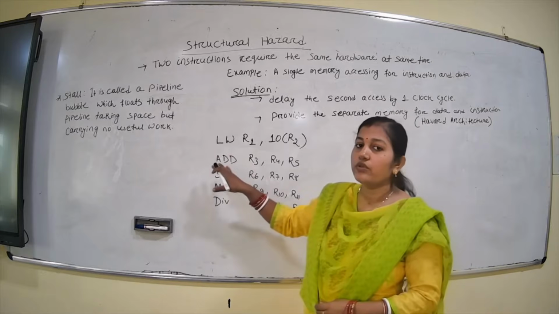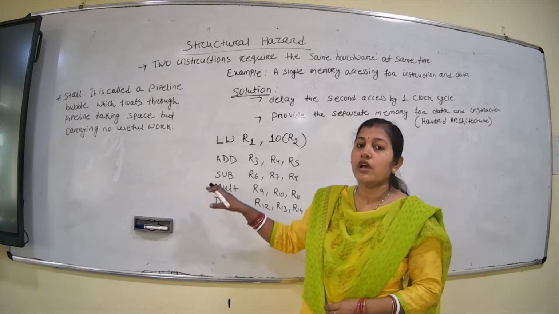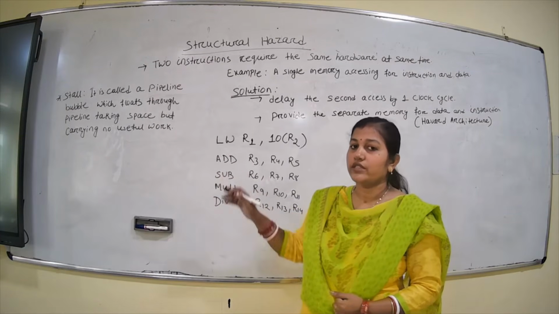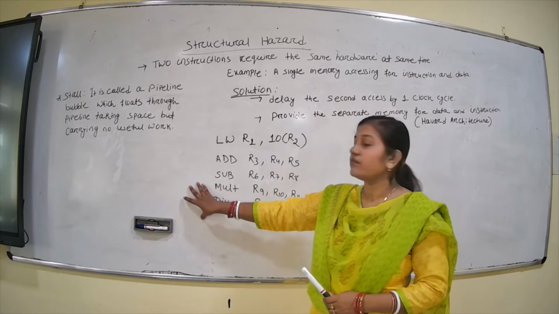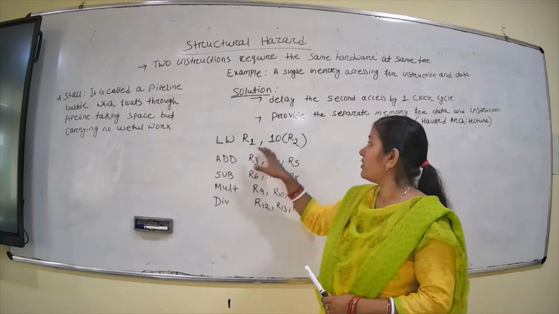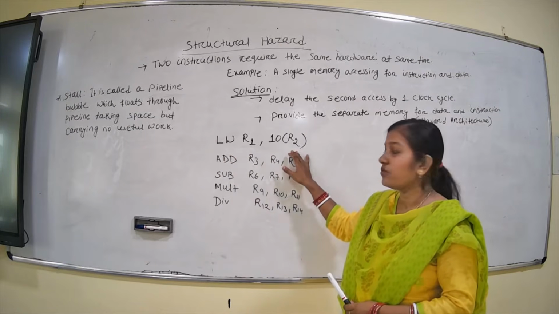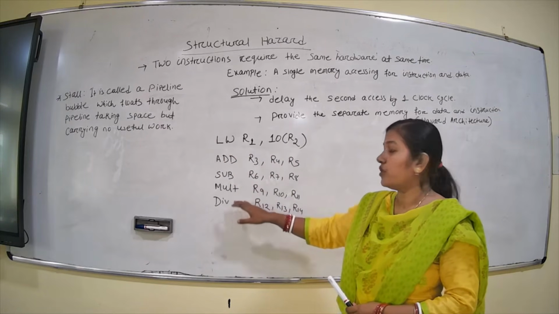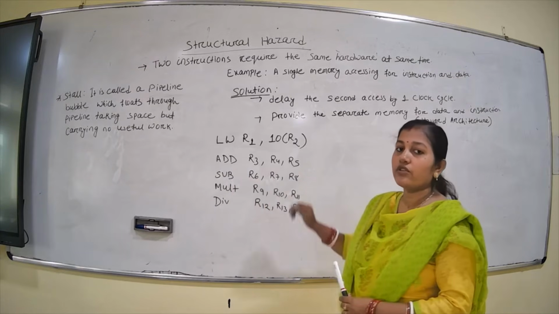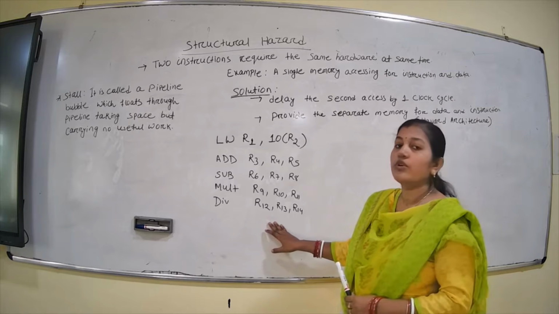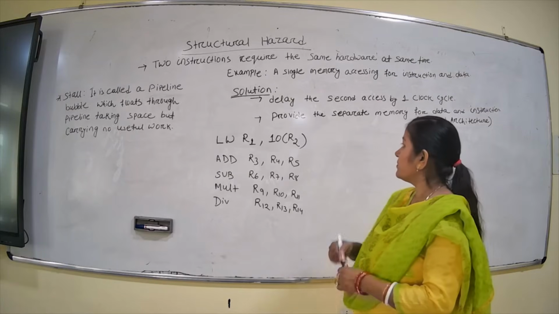Now I will show you through examples how we can remove the hazards. Let's say these five instructions are there: LW R1, 10 within brackets R2, add, subtract, multiply, division. These five instructions are there. Now I will draw the time phase diagram for this set.